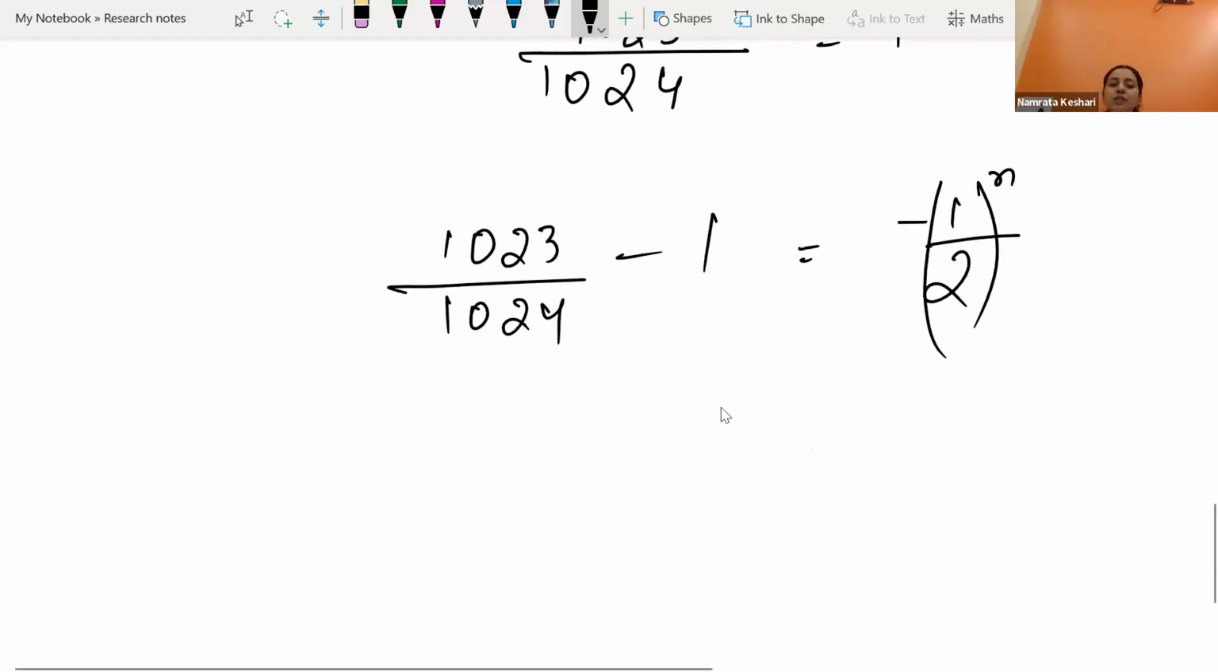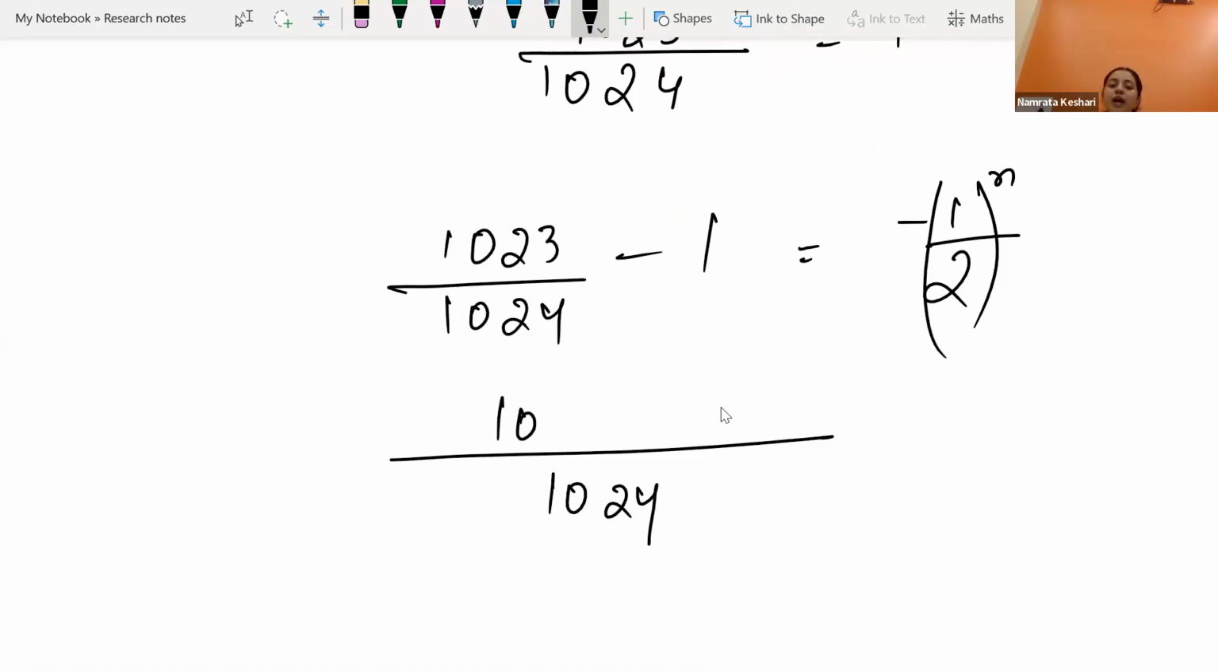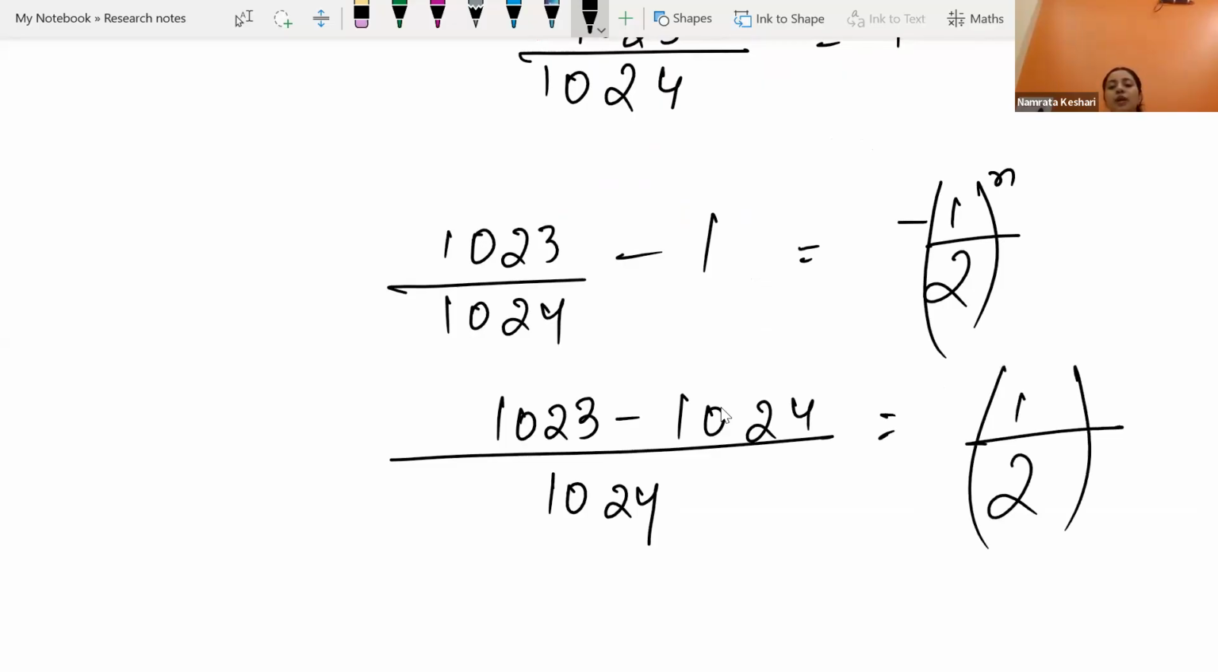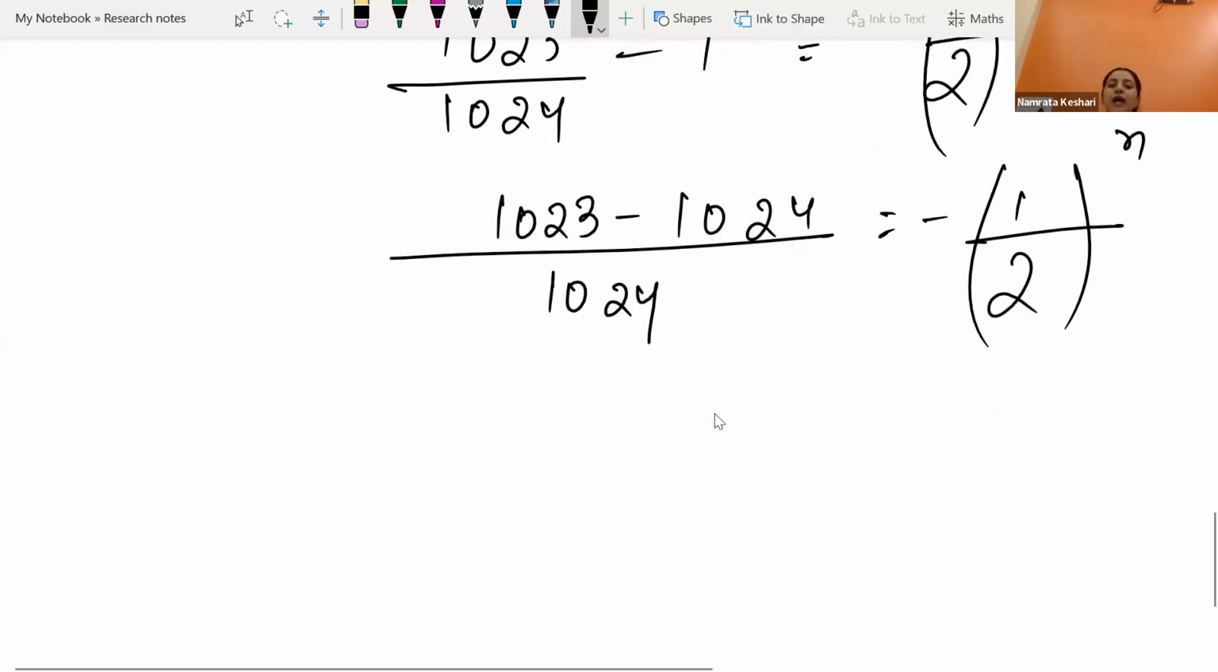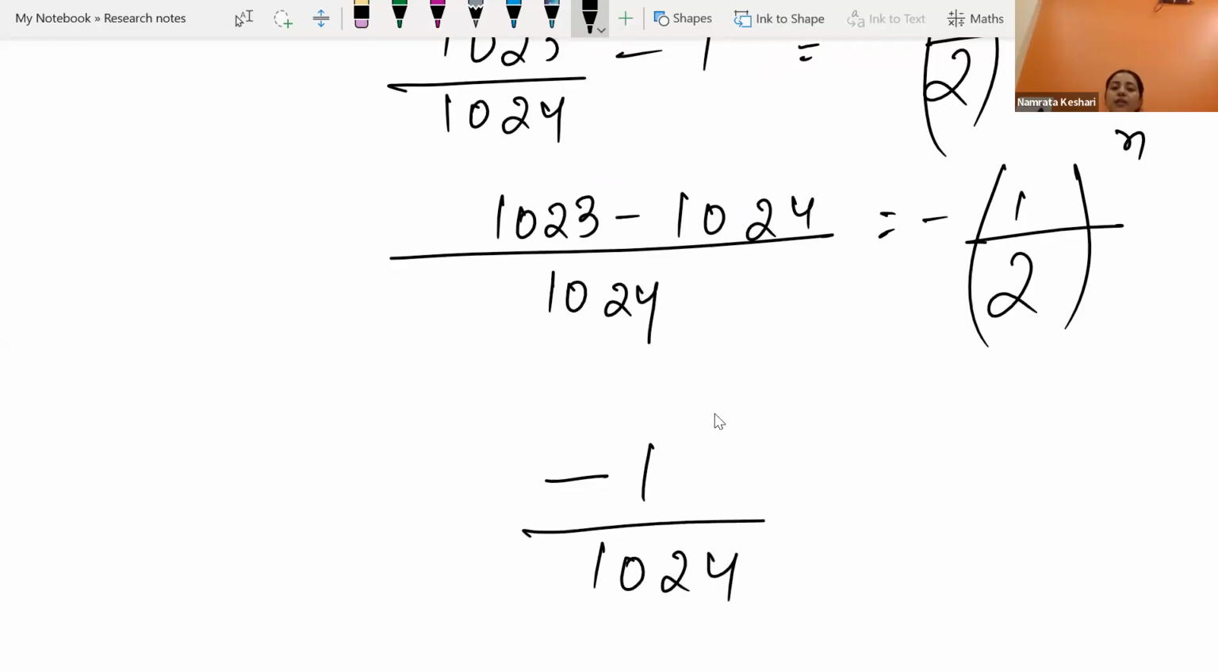Now you will do the subtraction by taking the LCM as 1024. You will have 1023 minus 1024 in the numerator, and still it will be 1 by 2 to the power n, but that 2 is negative. So we are having minus 1, check it, minus 1 by 1024. And here also minus is there, minus minus both sides we can cancel. And now we can focus on this 1024.